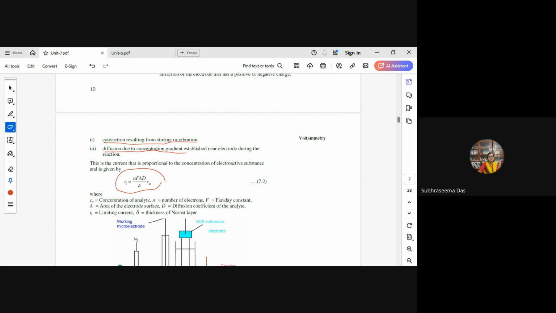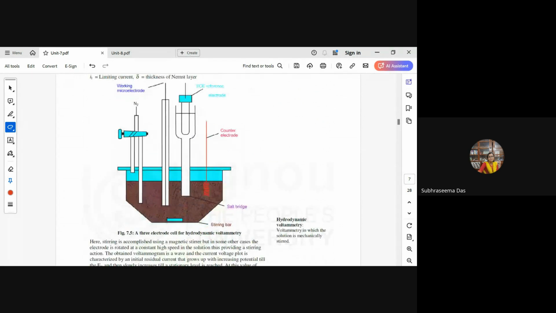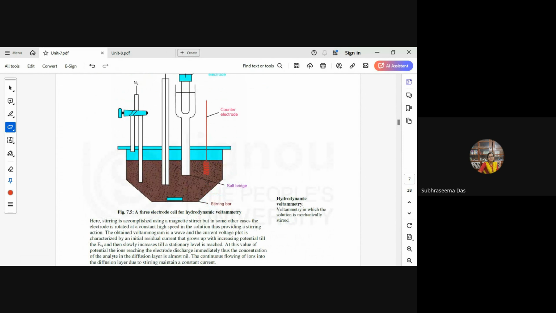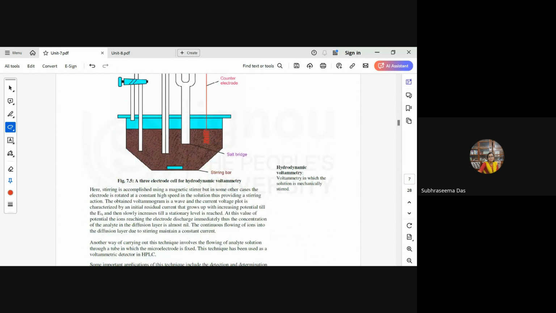This IL is called the limiting current. The n represents the number of electrons, F is the Faraday constant, A is the area of the electrode, D represents the diffusion coefficient of the analyte, Ca represents the concentration of the analyte, and delta is equal to the thickness of the Nernst layer. The stirring here is accomplished where a magnetic stirrer is used.